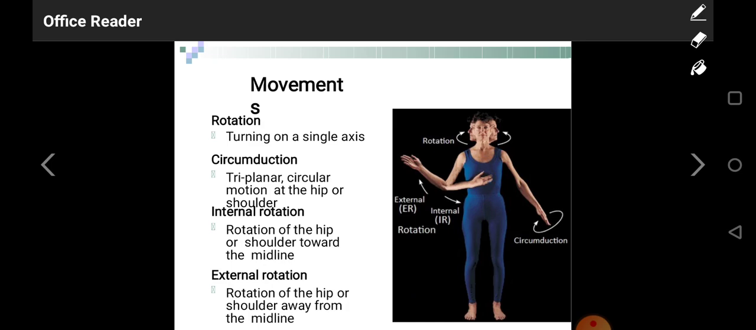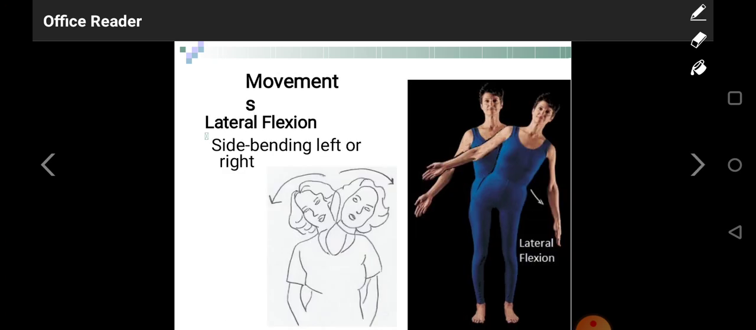Rotation is turning on a single axis. Circumduction is a triplanar circular motion at the hip or the shoulder. Internal rotation is the rotation of the hip or the shoulder towards the midline. External rotation is the rotation of the hip or the shoulder away from the midline. Lateral flexion is the side bending, left or right.